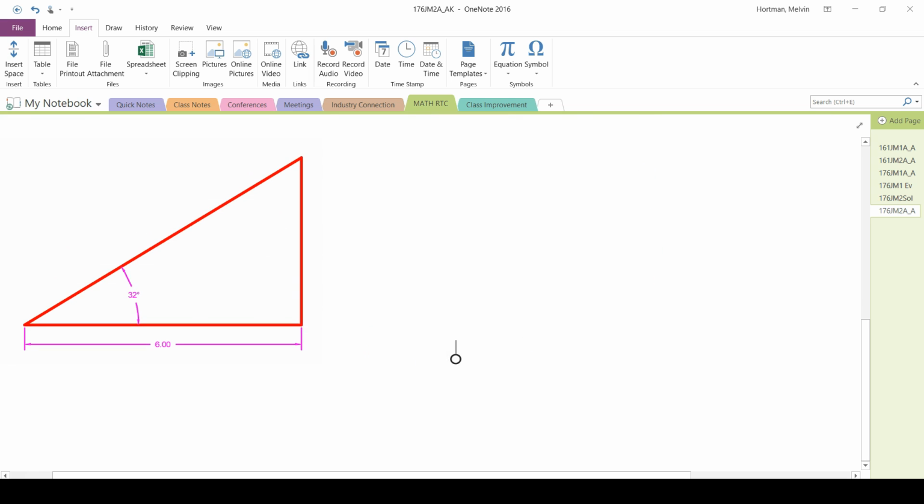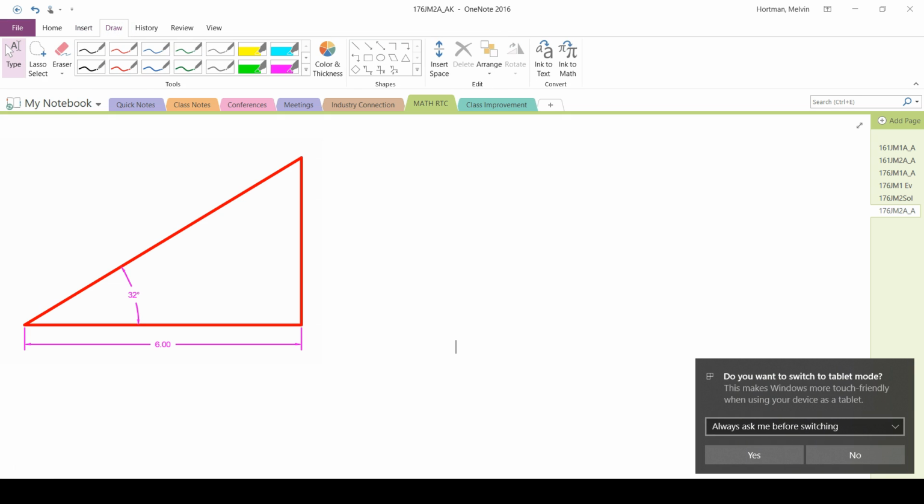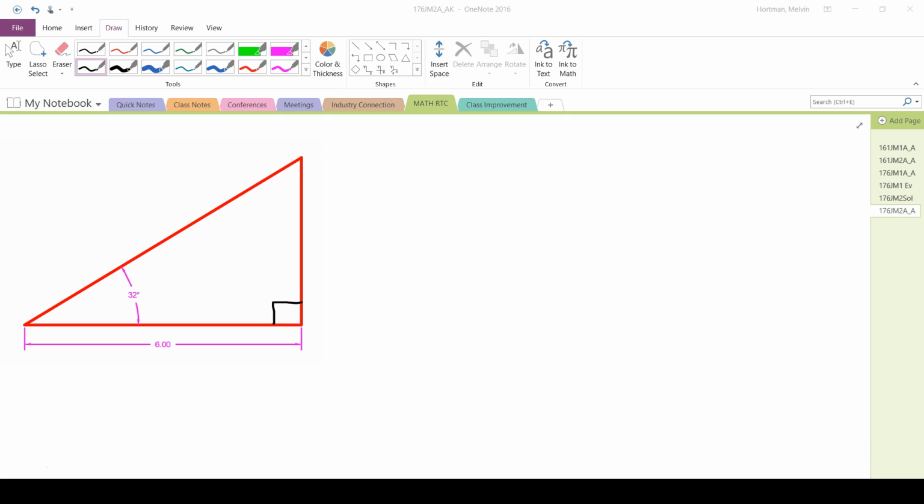Alright, let's solve this triangle. So I'm given a side and an angle. Now don't forget, I also know another angle. I know the right angle. I know that this is my right angle. So I have two angles on one side. It's going to be an angle, side, angle problem. Hope that's okay with you.